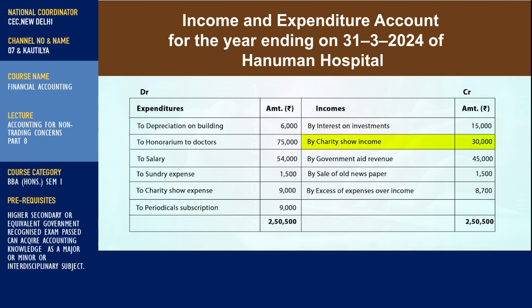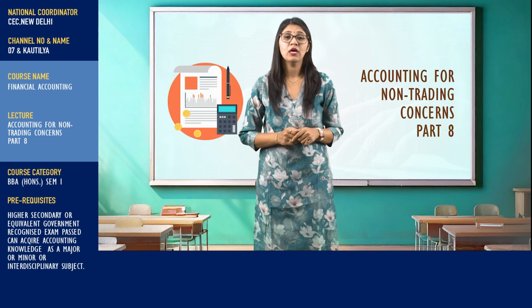By interest on investment 15,000. Charity show income 30,000. Government aid revenue 45,000. Sale of old newspaper 1,500. Excess of expenses over income 8,700, and the total of this side is 2,50,500. Now we'll start with balance sheet.